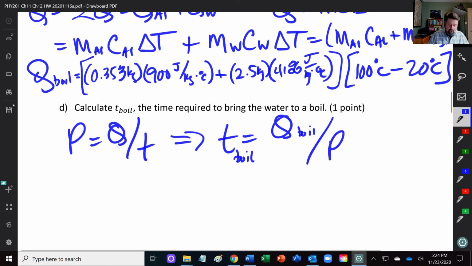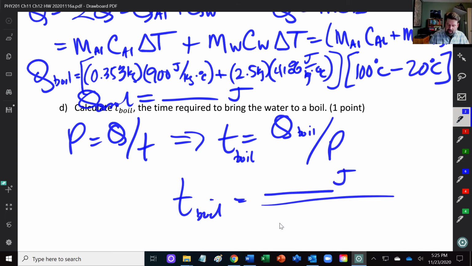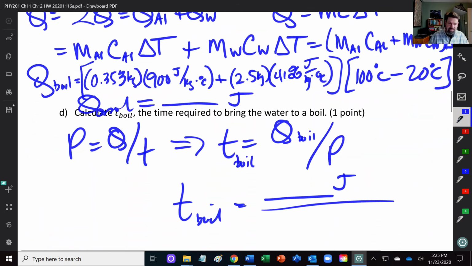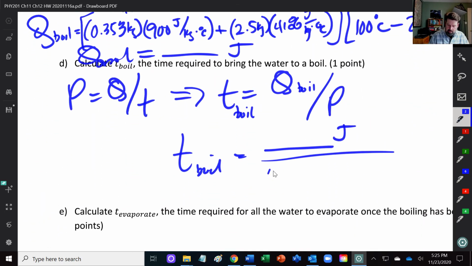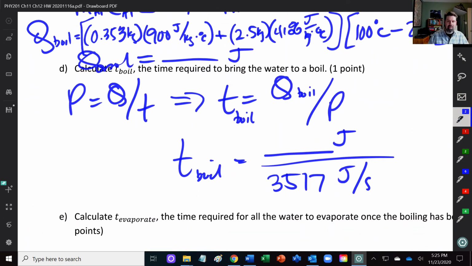So here's what you're going to do. You're going to take your result from part C and put it here, and then you're going to divide that by whatever we got in part A, 3517 joules per second. Is that what I said here? Yeah, 3517 joules per second. And that's it. That's the time it takes to boil.